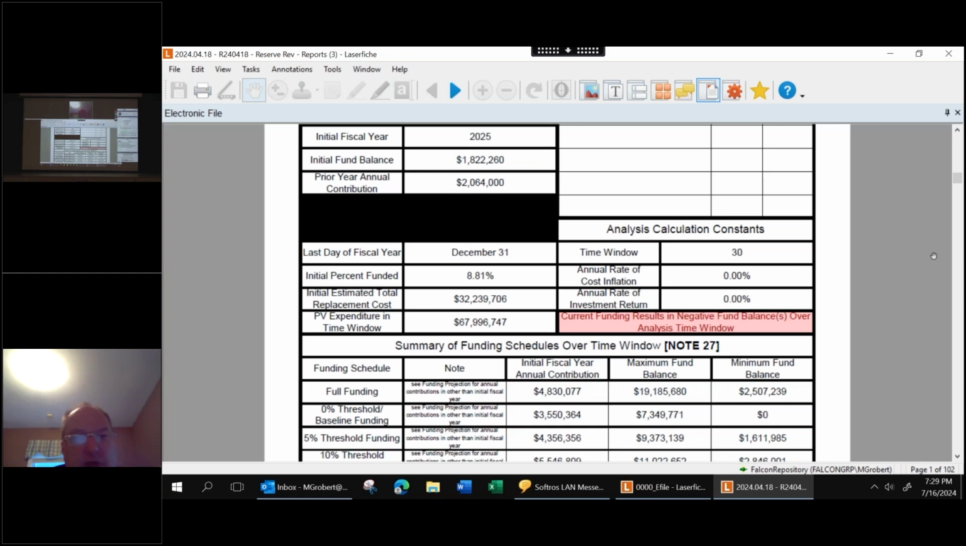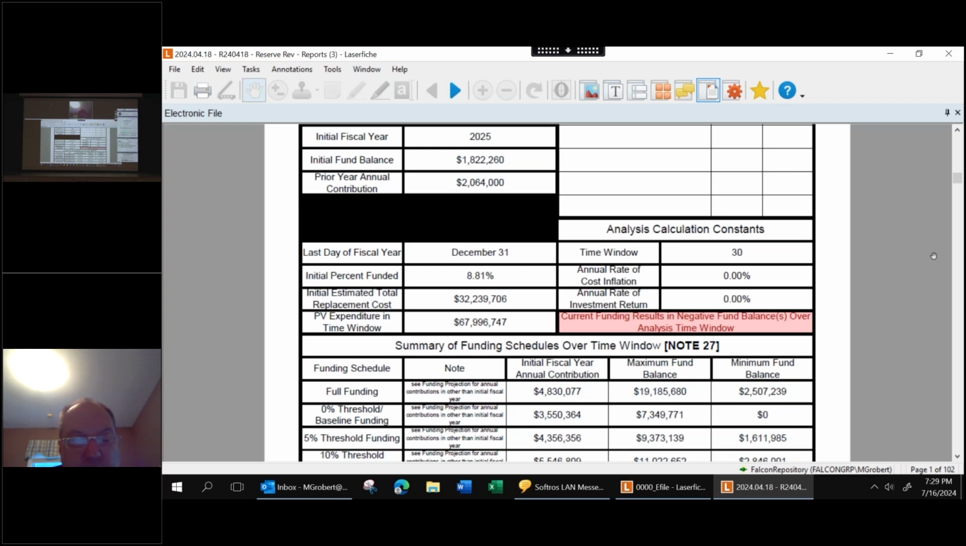The important thing to look at here is your estimated initial total replacement cost, which is $32,239,000. What that means is if you replaced each one of those 256 components listed on pages C3 through C8 once, at today's cost, that's what it would cost. The PV means present value, meaning at today's costs. Again, the reserve is a snapshot in time.